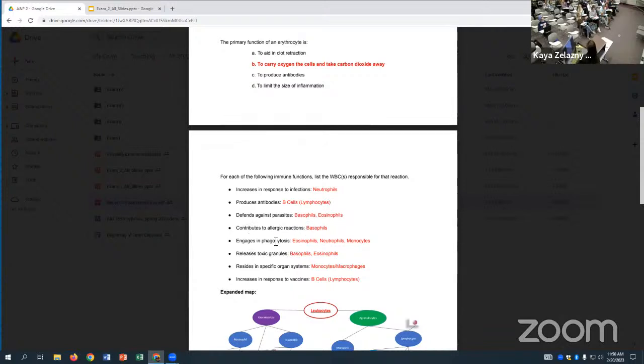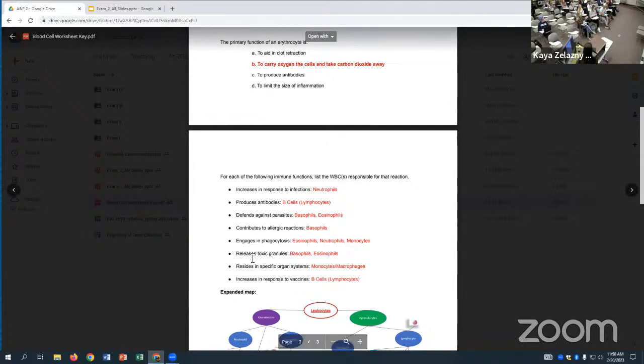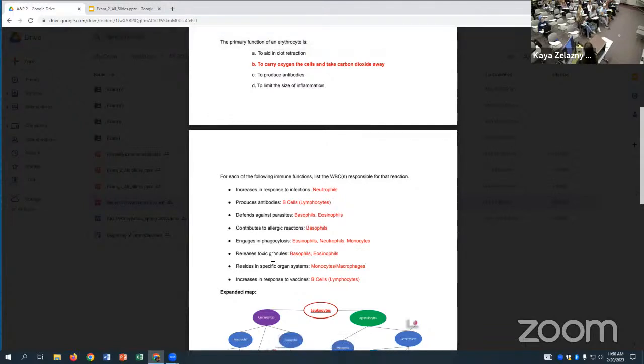We hopefully jogged our memory about what this word phagocytosis means, which is when you engulf another cell or structure, pull it in, and then break it down. So our eosinophils, our neutrophils, and our monocytes have those capabilities. We saw that some of our cells contain toxic granules. The basophils and eosinophils release them, and that's part of how they're killing those parasites.